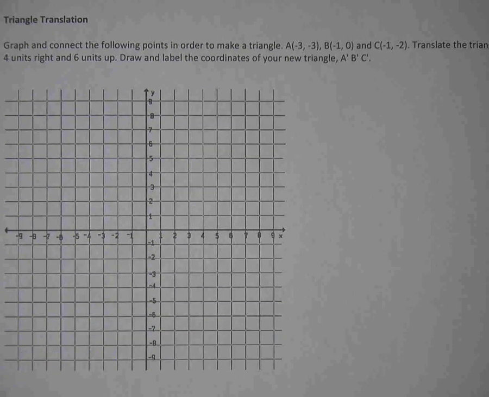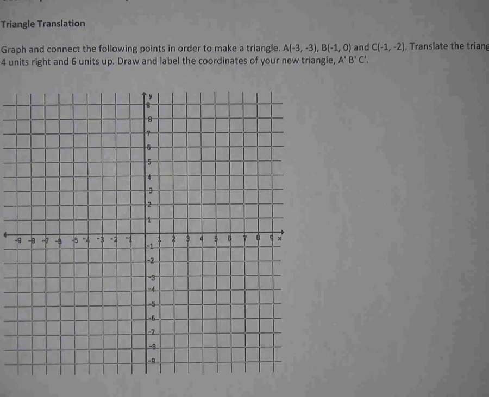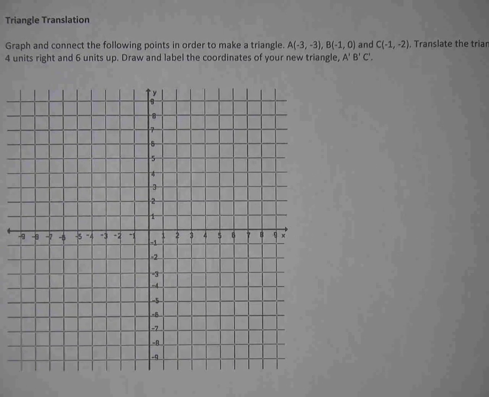Okay. So in this one, the title is Triangle Translation. It says graph and connect the following points in order to make a triangle: A at -3, -3, B at -1, 0, and C at -1, -2. It then says to translate the triangle 4 units right and 6 units up. Draw and label the coordinates of your new triangle A prime, B prime, C prime.